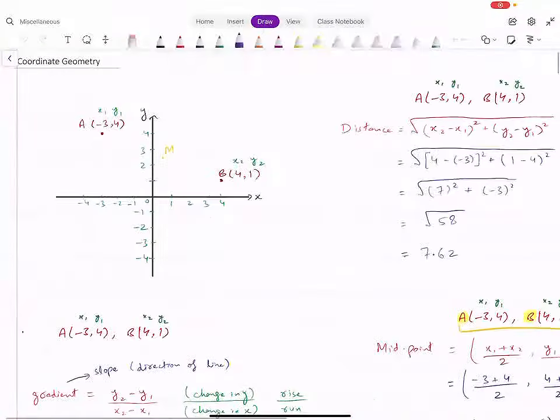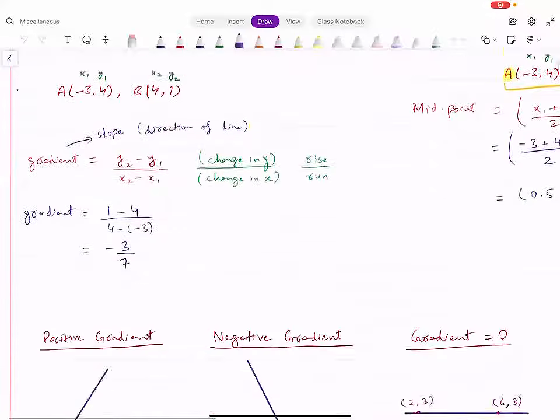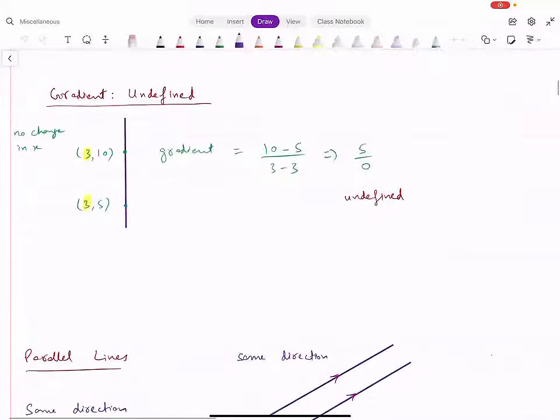That's AP, GP. Coordinate geometry के अंदर you need to know the distance formula, midpoint, gradient, positive gradient कब होता है, negative gradient कब होता है, gradient 0 कब होता है, horizontal lines का undefined होता है, vertical lines का.